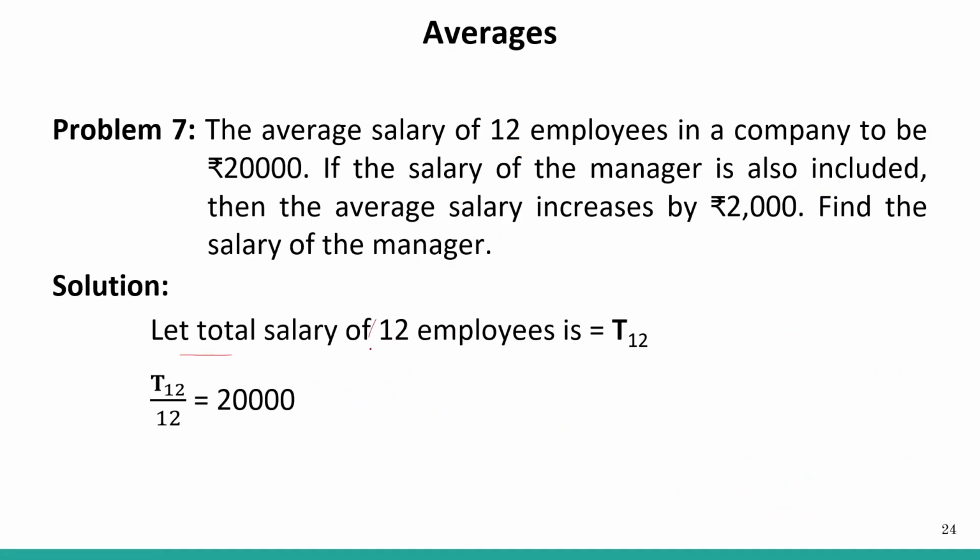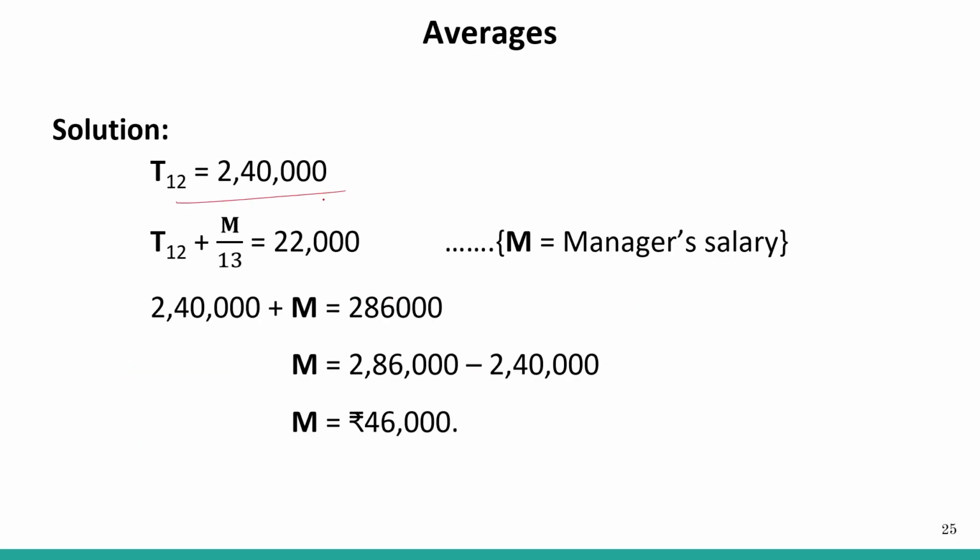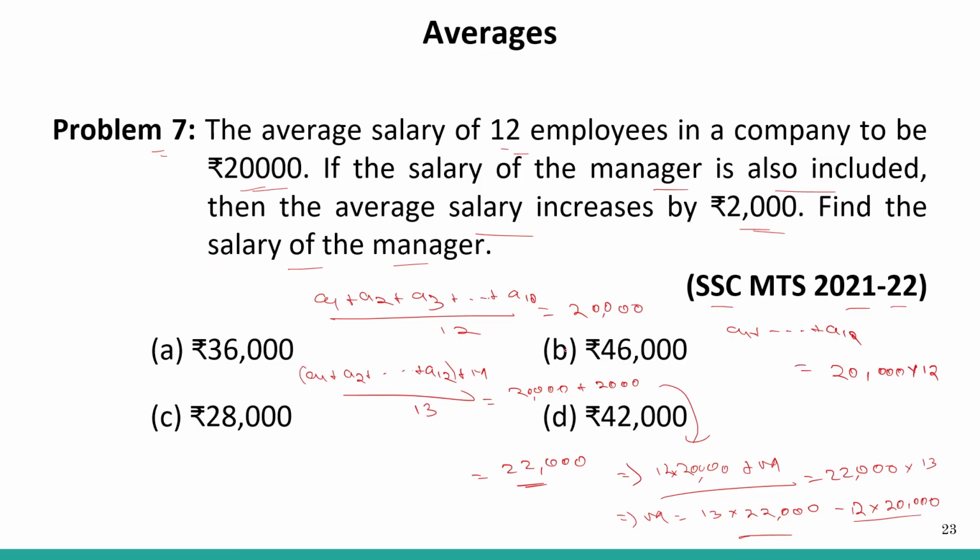So total salary of 12 employees will be T12, that is T12 by 12, that is 20,000. So T12 is equal to 2,40,000. So (T12 plus M) by 13 is equal to 22,000, where M is the manager's salary. So 2,40,000 plus M is equal to 2,86,000. So 2,86,000 minus 2,40,000 will be what? 46,000. So among these four options, 46,000 is the correct answer here.